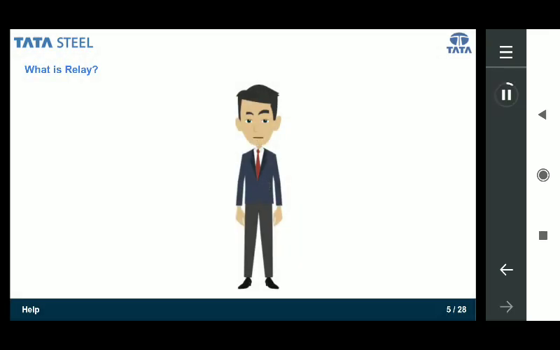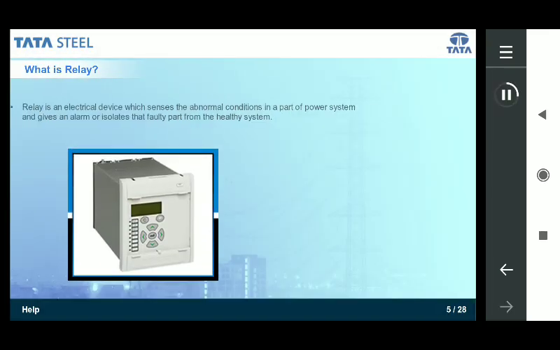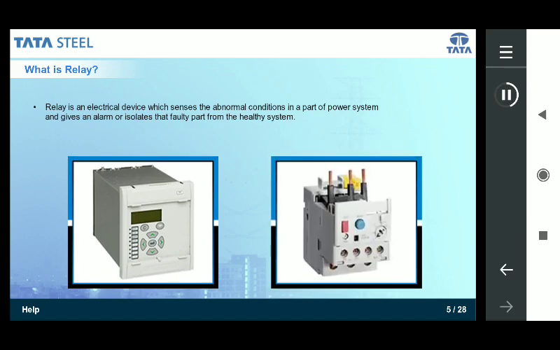Let us begin by understanding what a relay is. A relay is an electrical device which senses abnormal conditions in a part of the power system and gives an alarm or isolates that faulty part from the healthy system.